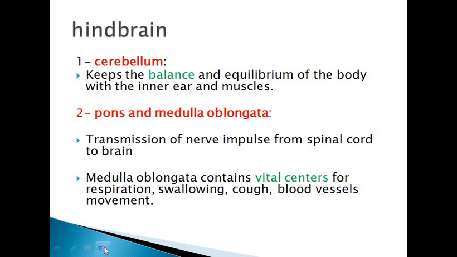What about the hindbrain? The hindbrain, or the posterior region of the brain, contains very important centers, which are the cerebellum, which is composed of two parts, and the pons and medulla oblongata. The cerebellum has a very important role in keeping the balance of the body also, in coordination with the internal ear and the muscles.